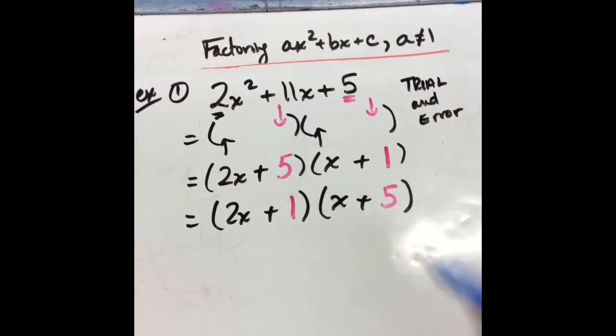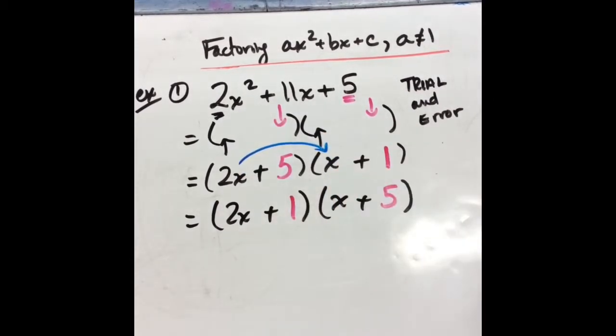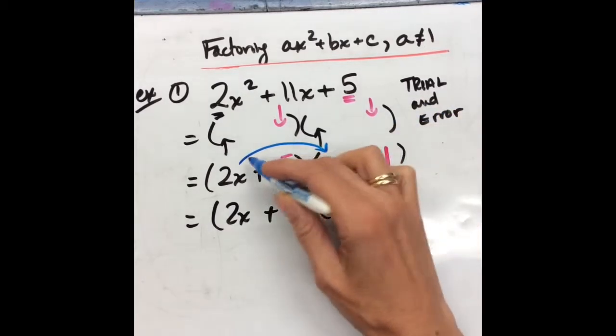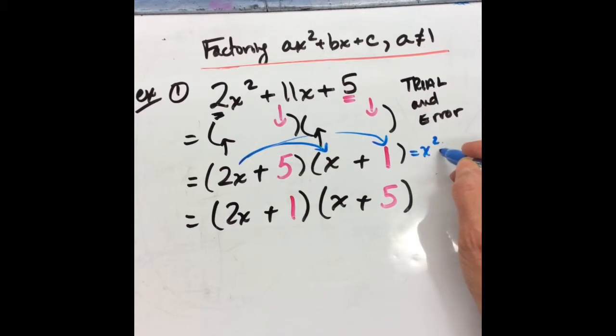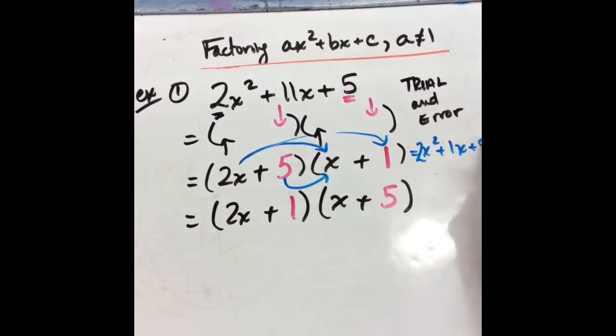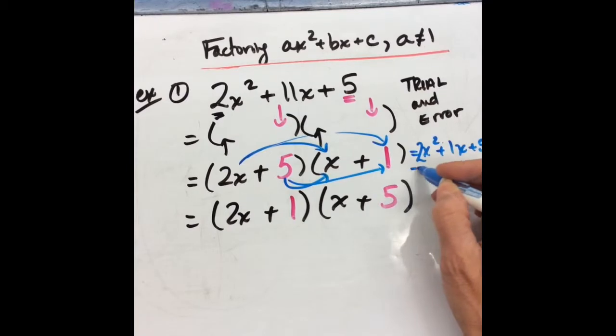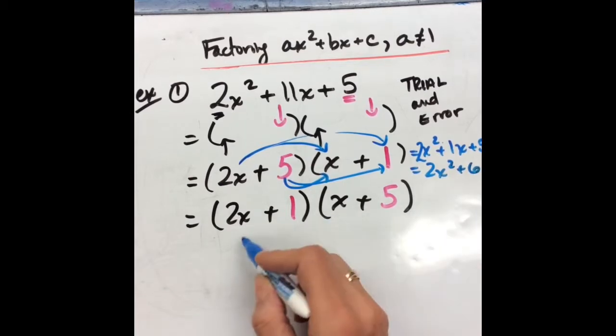If I look at this and I say 2x times x is 2x squared, so that's great. Then I've got 2x times 1, so I've got 2x squared plus 1x. And then here I've got plus 5x and then plus 5. And so that gives me 2x squared plus 6x plus 5. That doesn't work. Let's try this one.